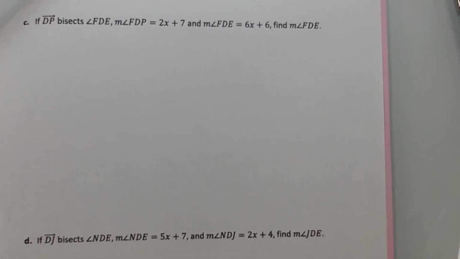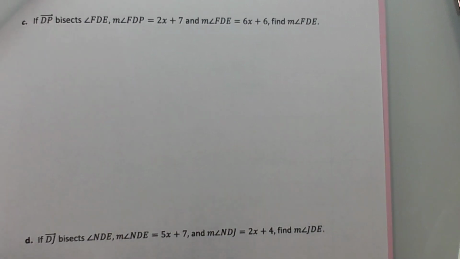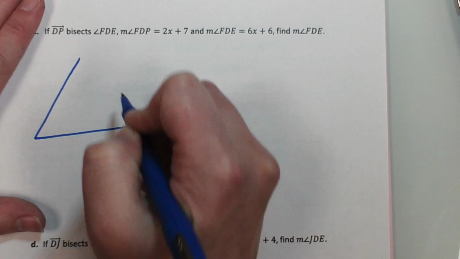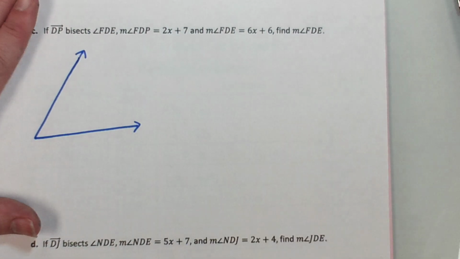Okay, sometimes it's not going to give you any sense of the picture. Now, if it doesn't give you any sense of the picture, then you're going to have to be okay with your picture not being perfect. So, DP bisects angle FDE. Start off with the bigger thing. Is a ray bigger or is an angle bigger? Technically, bigger is the wrong word, but there's more to an angle, so I start with it.